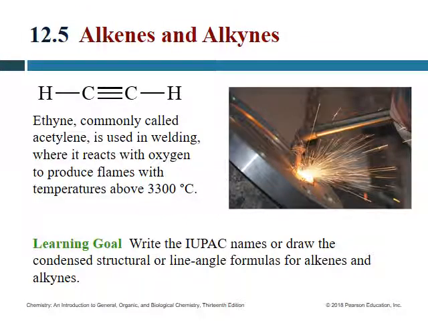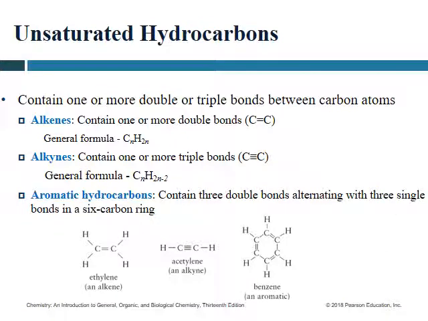Alright, so we'll start with alkenes and alkynes. These are unsaturated hydrocarbons. The unsaturated hydrocarbons basically consist of at least one double or triple bond between two carbon atoms. There are two types. The ones that contain a double bond are called alkenes, and the ones that contain a triple bond are called alkynes. Okay, so the general formula for alkene is basically CnH2n, and the general formula for alkyne is CnH2n minus 2.